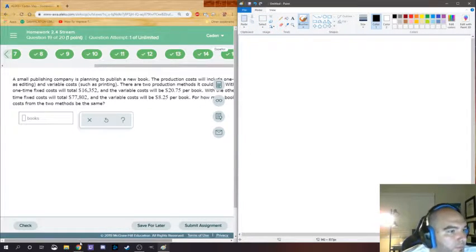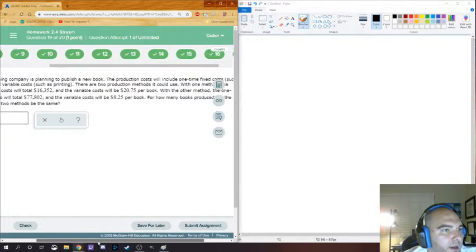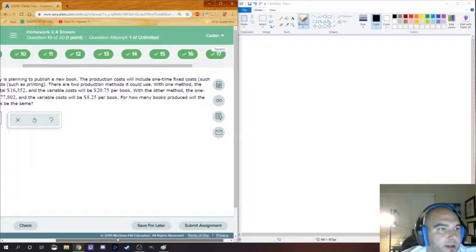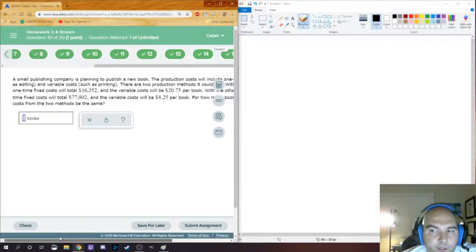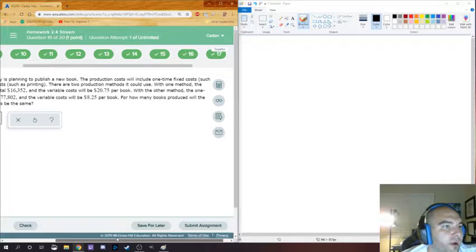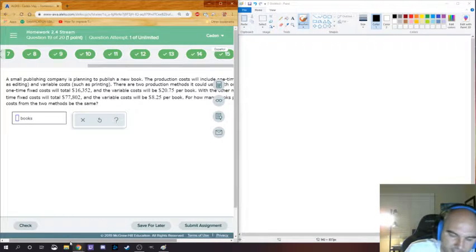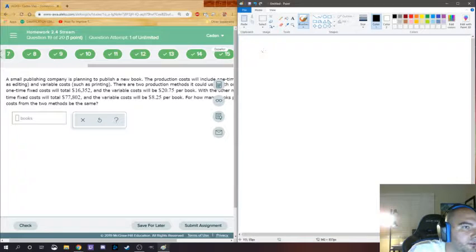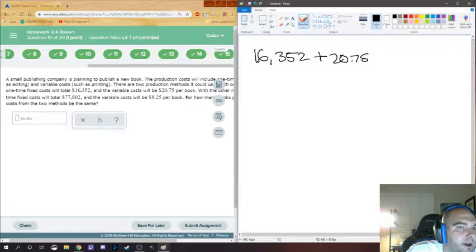So let's begin. A small publishing company is planning to publish a new book. The production costs will include a one-time fixed cost, such as editing, and variable costs, such as printing. There are two production methods they could use. With one method, the total fixed cost is $16,352. And then the variable cost will be $20.75 per book. So plus $20.75 per book. We'll call books x. Guess you could probably use any letter.